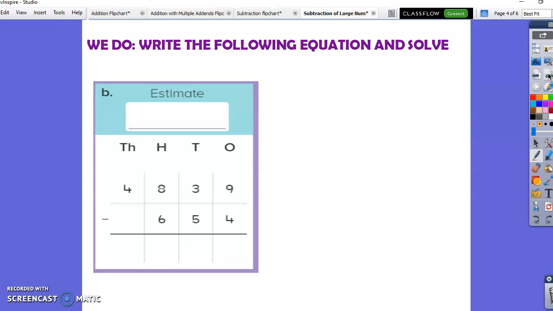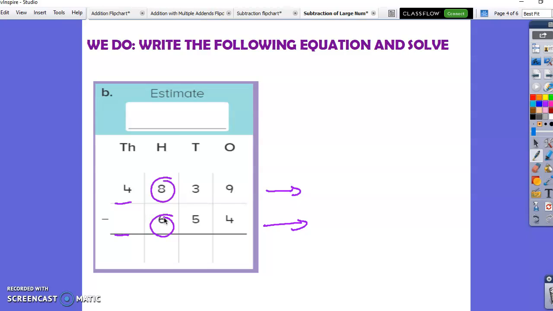And again, we're going to estimate first. So you can draw your arrows out to the right. And we're going to round 4,839, and we're going to round 654. Make sure you get that written down.